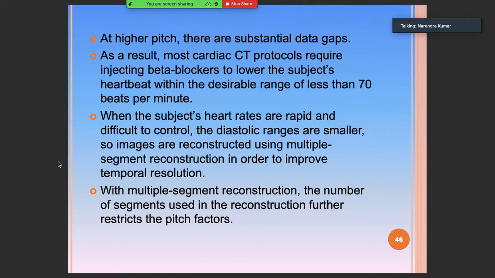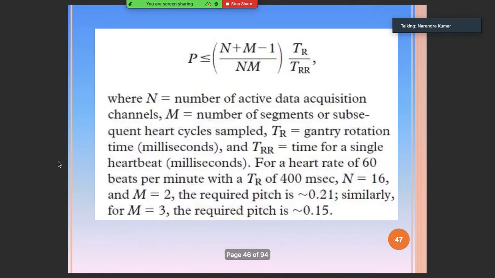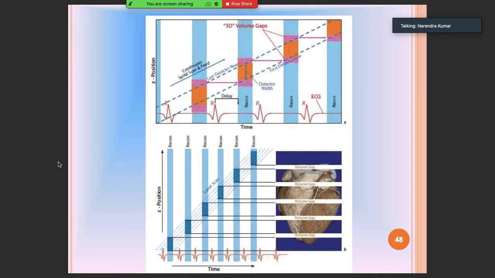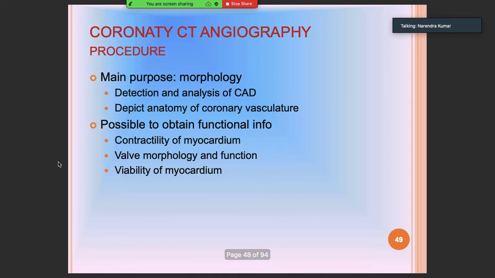And that's why at higher pitch there is a substantial data gap as well. However, with multiple segment reconstruction, it tends to restrict the pitch error as well. So as I had already said, the 3D volume gaps also tend to depend upon the various ECG cycles during which the reconstruction is going to be done, and finally they are put together, and this is how you will be able to get the image.